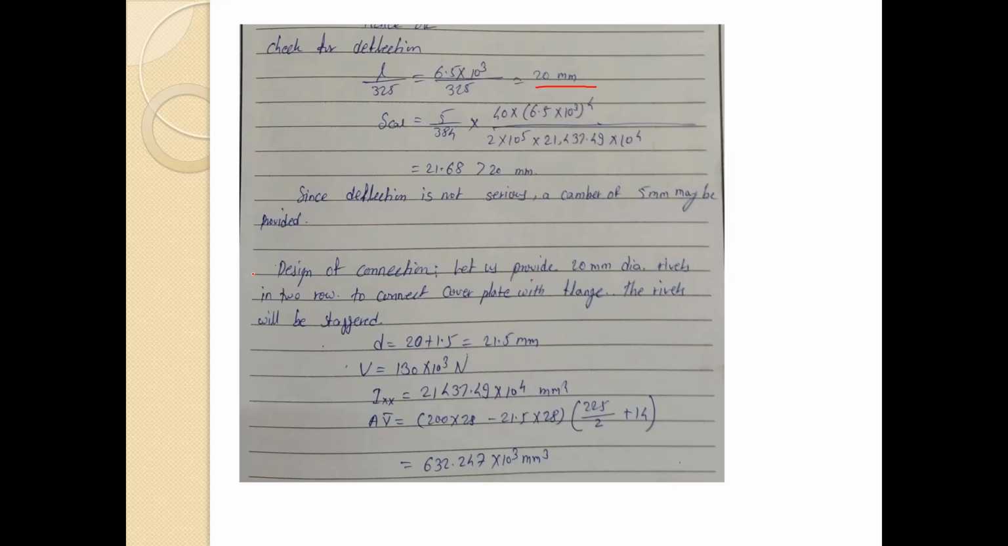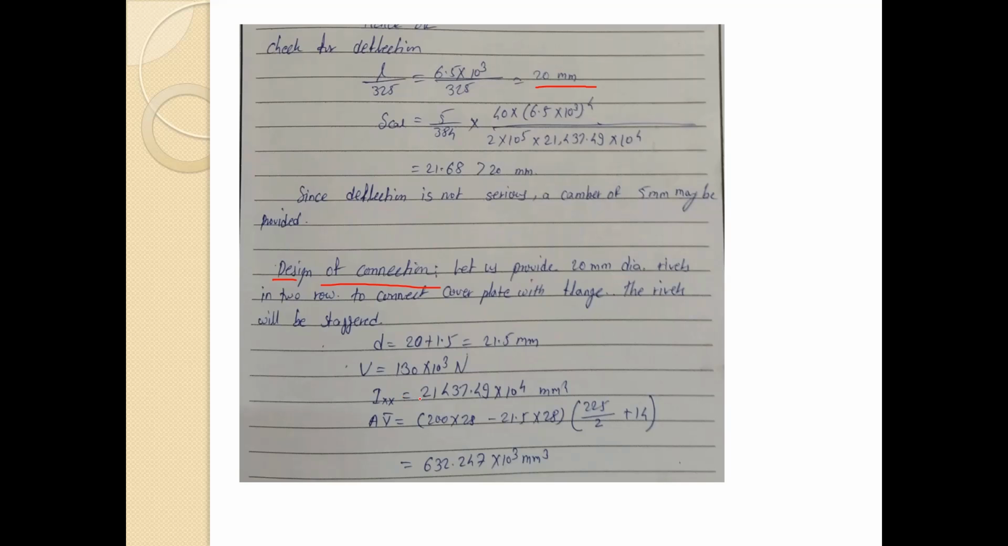Now the design of the connection. So this is actually optional for your exam. So let's provide 20 mm diameter rivets in two rows to connect the cover plates with flange. The rivets will be staggered. So D becomes 21.5 because we are increasing 1.5 with the 20. So V has been given, that is 130 into 10 raised to 3.